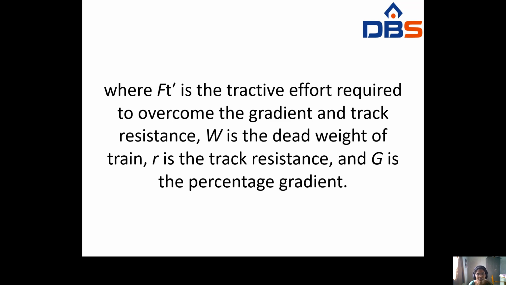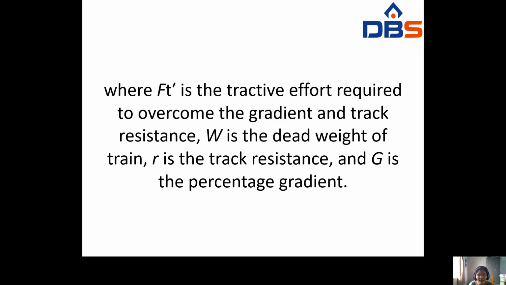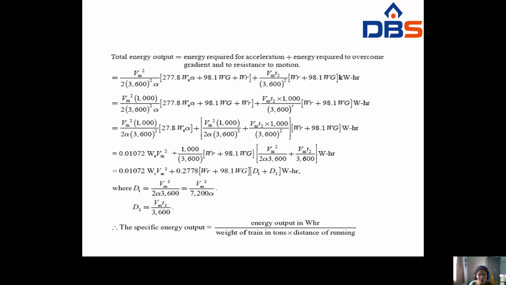See here, where Ft dash is the tractive effect required to overcome the gradient and track resistance. W is the dead weight of the train, R is the track resistance, and G is the percentage gradient. So here now you have to write the total energy output.